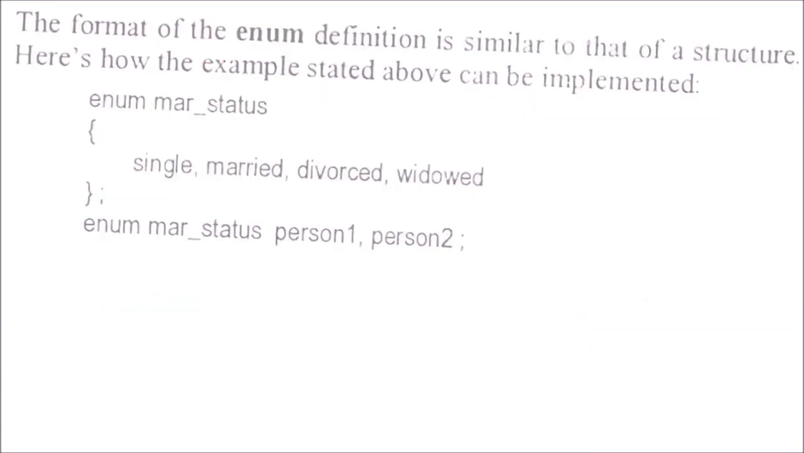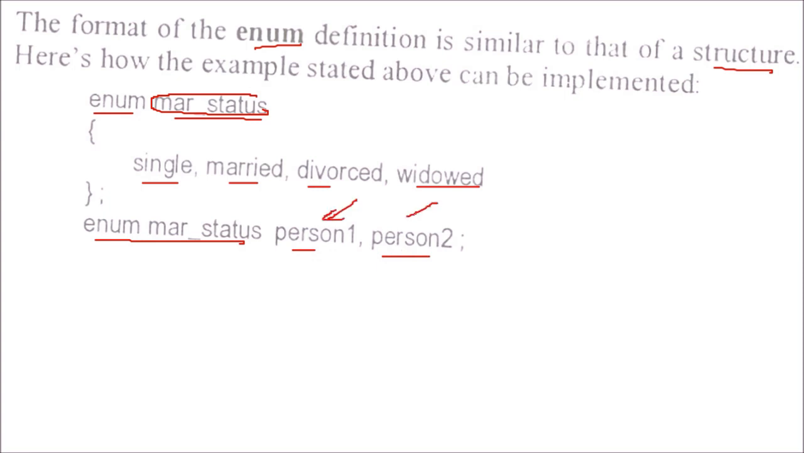I'll just show you. The format of enum, we use enum for enumerated, is similar to the structure. If you have known structure, enum will be very easy for you. So this is a sort of example how we can implement it. This is enum, this is the marital status, okay, and this is the data type I'm talking about, and this is the name of this enum. These are the 4 possible values here, and from here we have created 2 variables of enum. So these are 2 variables of enum, right?